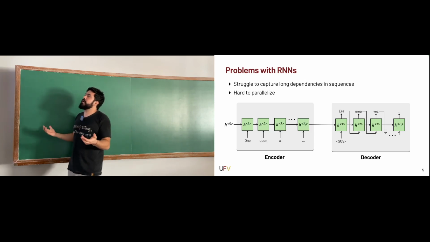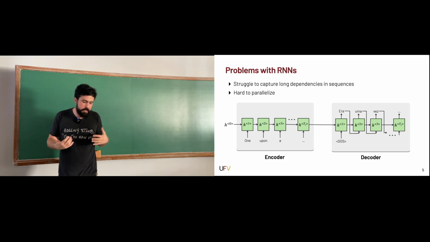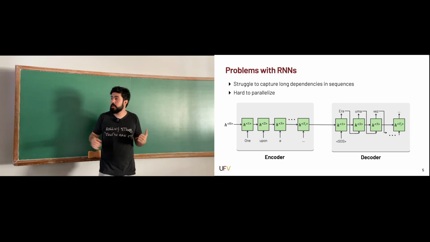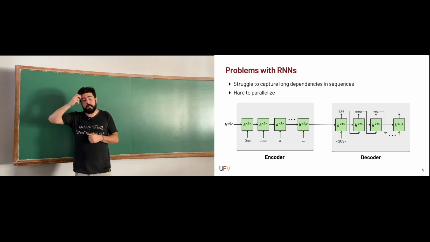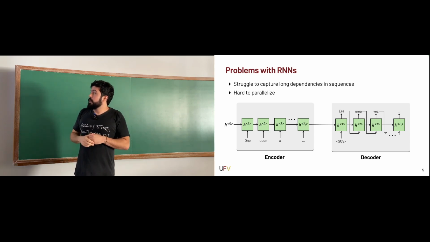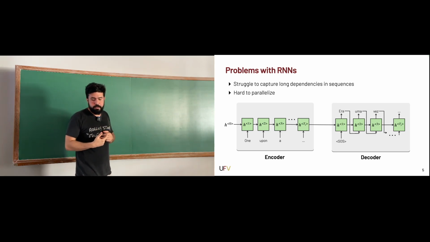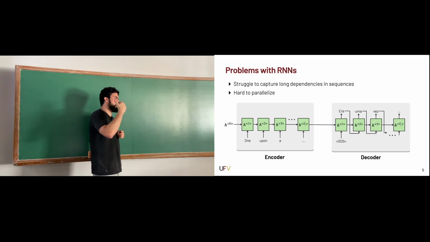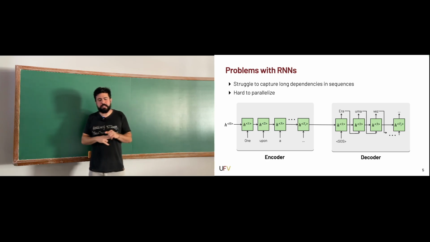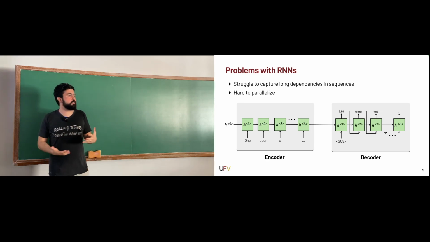And why not RNNs then? The two major problems with RNNs is that, first of all, they struggle to capture long dependencies in sequences. As we saw, they have that bottleneck in the middle, and then the decoder struggles to produce sequences because it has to do that one after the other. But that problem also is related to the fact that it's hard to parallelize these networks.